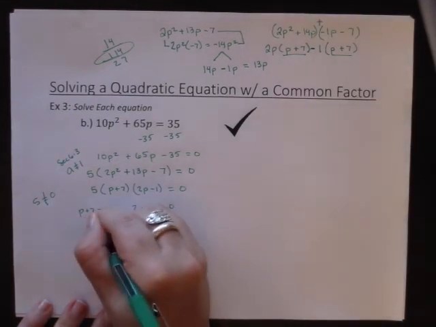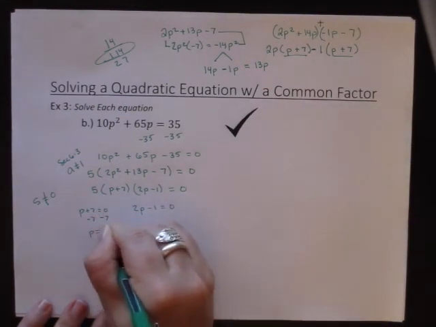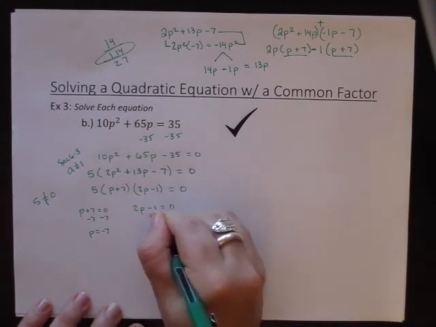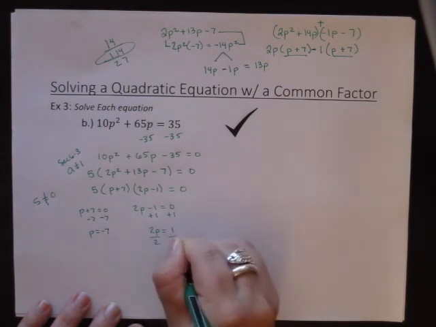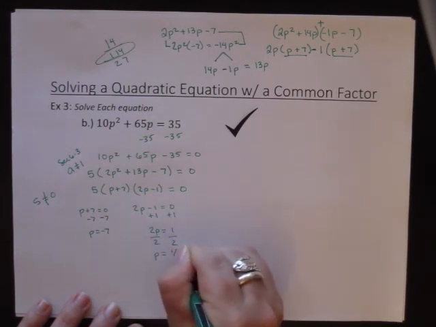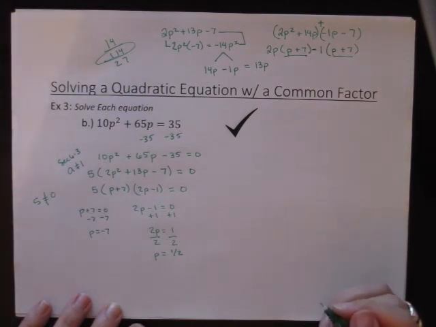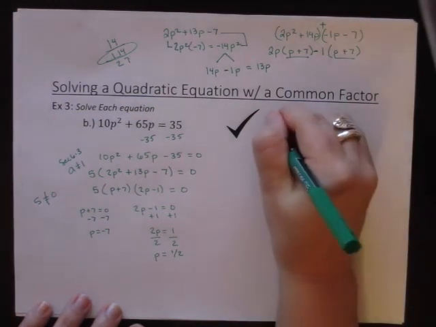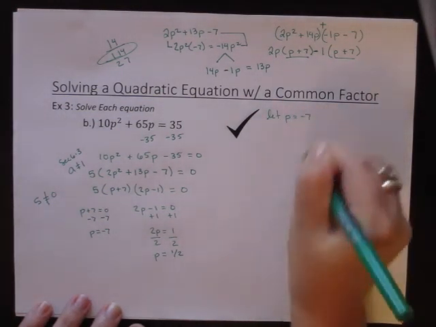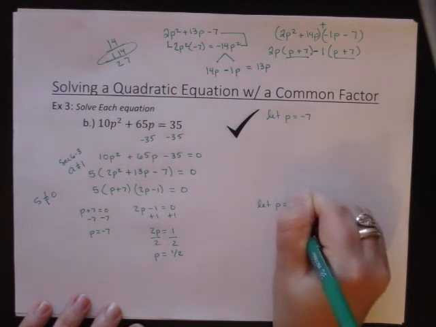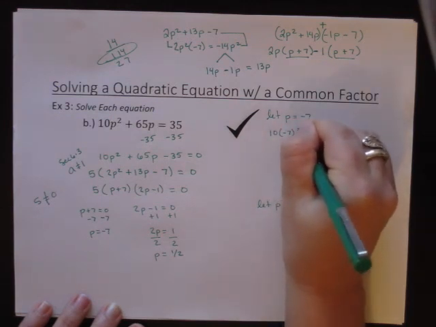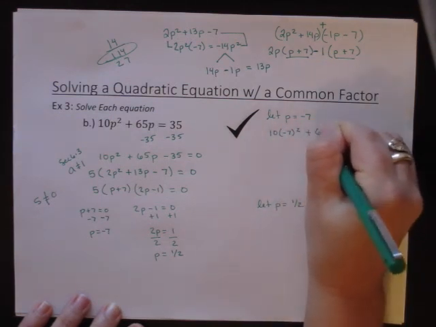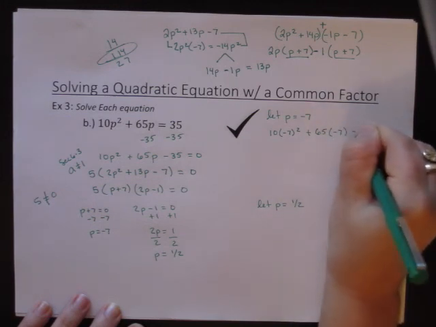Alright, now we got to solve, so I'm going to subtract 7 on both sides. So I got p equals negative 7. I'm going to add 1 on both sides, so I've got 2p equals positive 1. Then I'm going to divide by 2, so I got p equals positive 1/2. So again, dealing with fractions. But that's just kind of how the story rolls. Alright, so we're going to let p equal negative 7, and we're going to let p equal 1/2. So we go to our original equation, so we go 10 times negative 7 parentheses squared plus 65 times negative 7 equals 35.